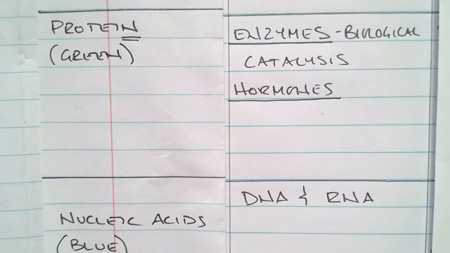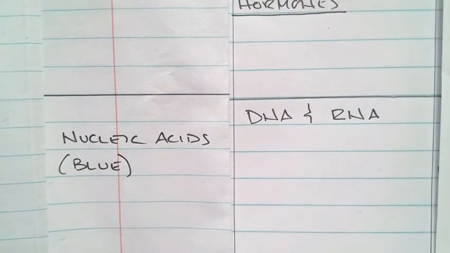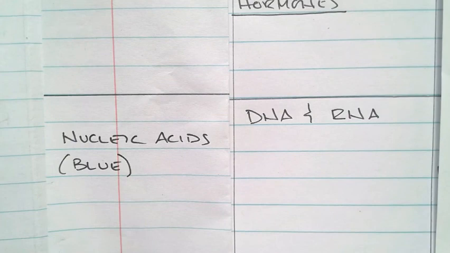The last group of macromolecules are the nucleic acids. An example in living things is DNA and RNA. And we will be exploring these in more detail later on.